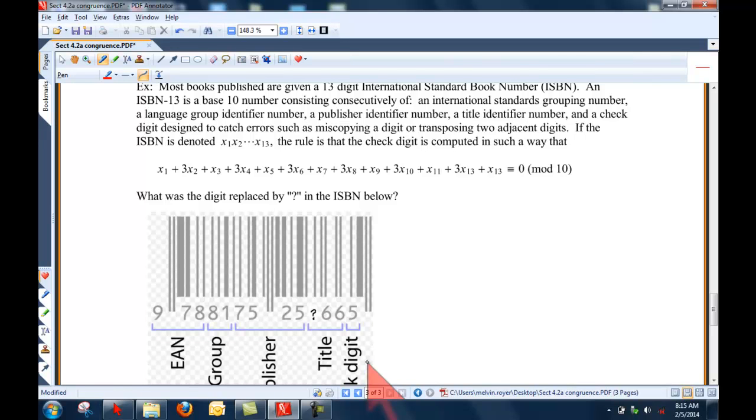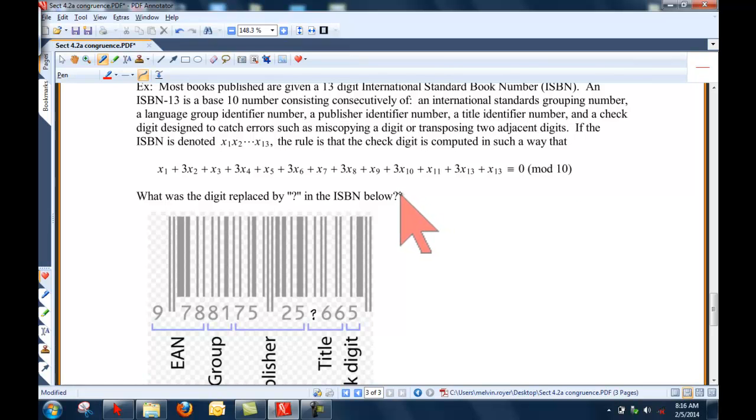So the ISBN check digit is designed so that it makes this congruence true. If I denote the 13 decimal digits of the ISBN as x1 up through x13, and I form this sum, x1 plus 3x2 plus x3 plus 3x4, alternating with 1, 3, 1, 3, 1, 3 coefficients, the last one will be 1 times x13. If that's congruent to 0 mod 10, then it is a valid ISBN. If it's not congruent to 0 mod 10, it's not valid.